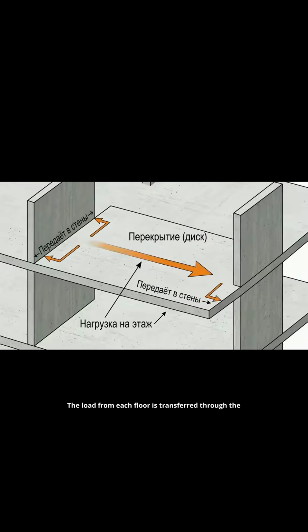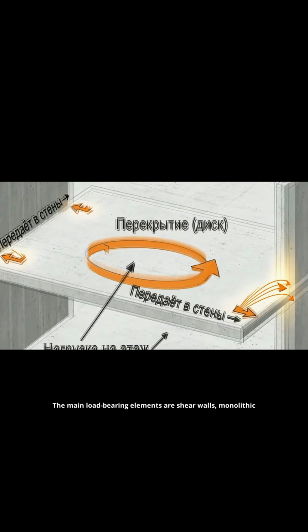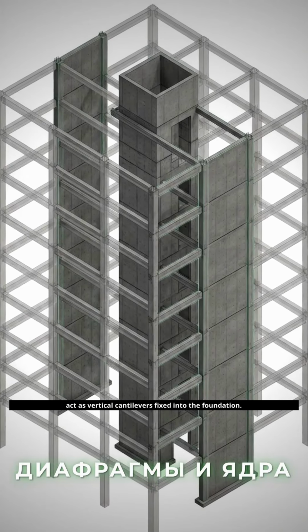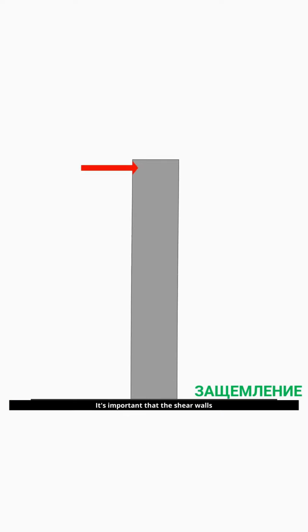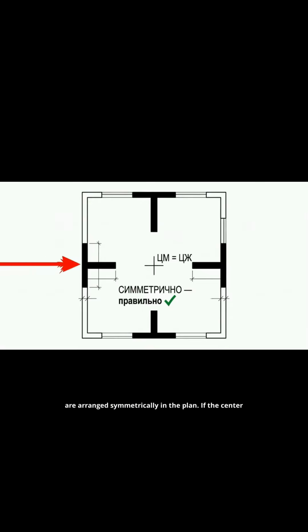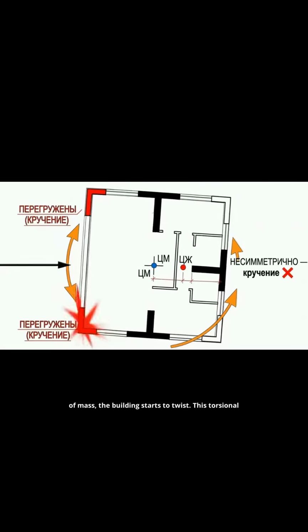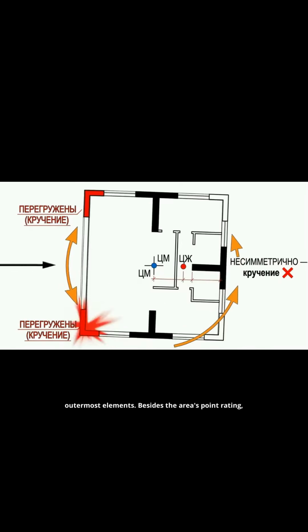The load from each floor is transferred through the floor slab to the vertical structures. The main load-bearing elements are shear walls, monolithic walls, and structural cores. They act as vertical cantilevers fixed into the foundation. It's important that the shear walls are arranged symmetrically in the plan. If the center of rigidity doesn't align with the center of mass, the building starts to twist. This torsional effect significantly increases the load on the outermost elements.